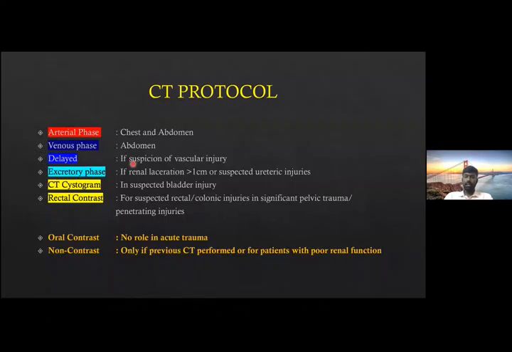Usually in the arterial phase, we cover the chest and abdomen. In the venous phase, just the abdomen. And in a further delayed phase, limited sections can be taken in case of suspicion of vascular injury. And an excretory phase is taken if you pick up a renal laceration more than 1 centimeter in depth, or if we are suspecting any ureteric injuries by way of fat stranding around the ureters on the initial venous phase scans. However, an excretory phase filling up the bladder passively is not a substitute for CT cystogram.